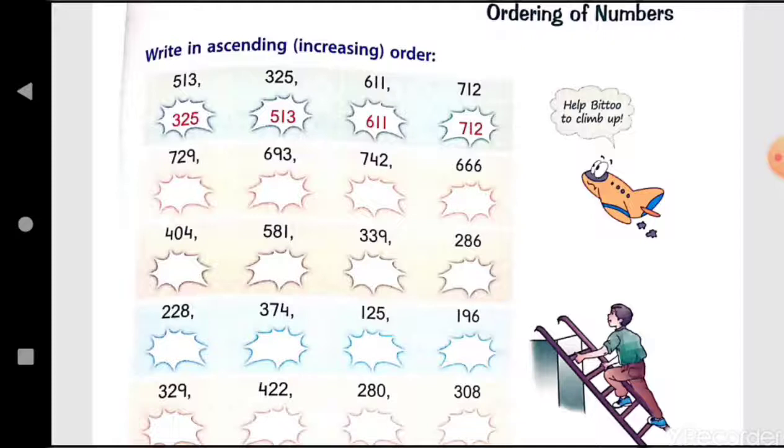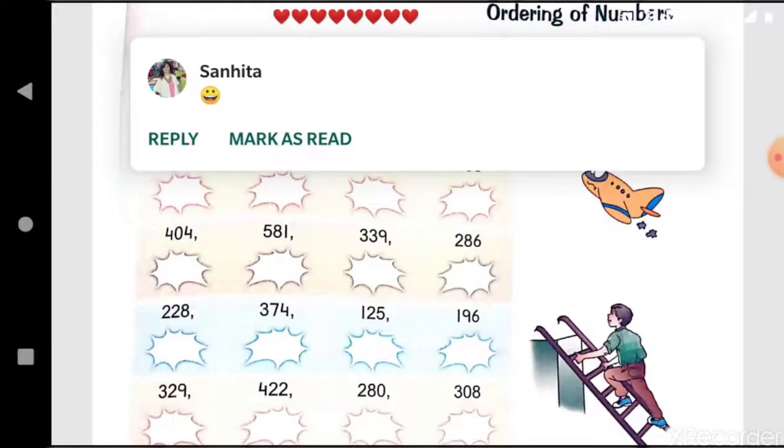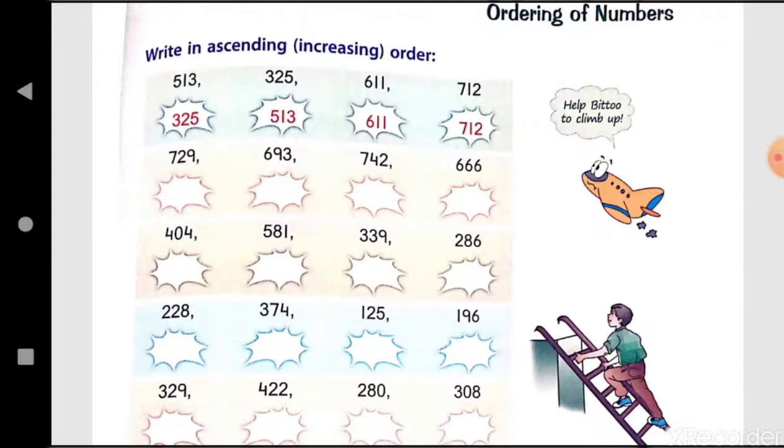The numbers are 729, 693, 742 and 666. So all the numbers have the same number of digits. So first we will compare the digits at hundreds place. And the number having the smallest digit would be the first number. So here the digits at hundreds place are 7, 6, 7 and 6. So two numbers have 7 at hundreds place and two numbers have 6 at hundreds place.